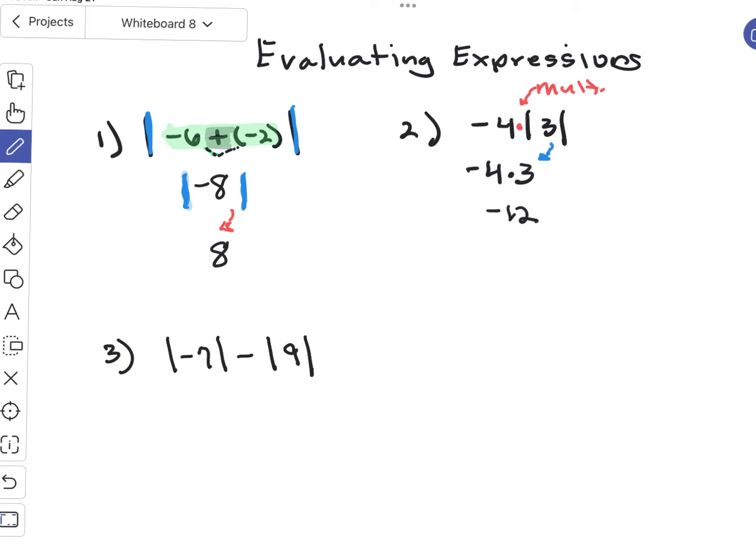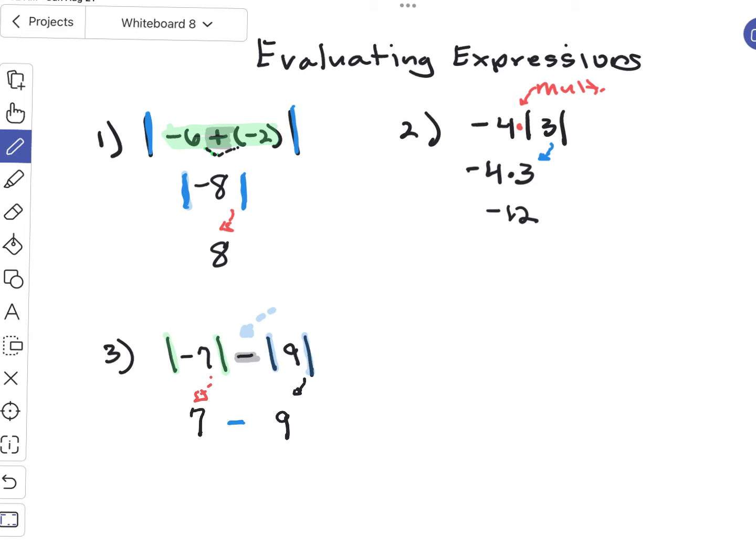For number 3, notice that the subtraction is in between two different absolute values. And we do not have any operations inside the absolute value. So notice this is between the two absolute values. So we have to take the absolute value of negative 7. How far is negative 7 from 0? 7 units. How far is positive 9 from 0? 9 units. And then we can do the subtraction.